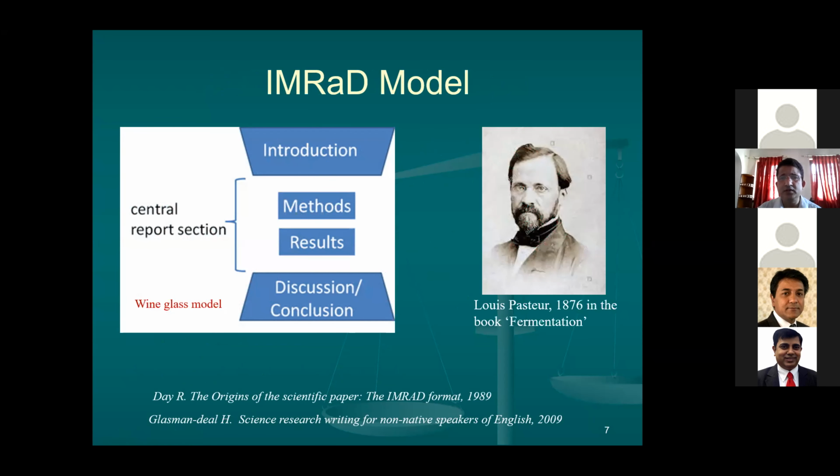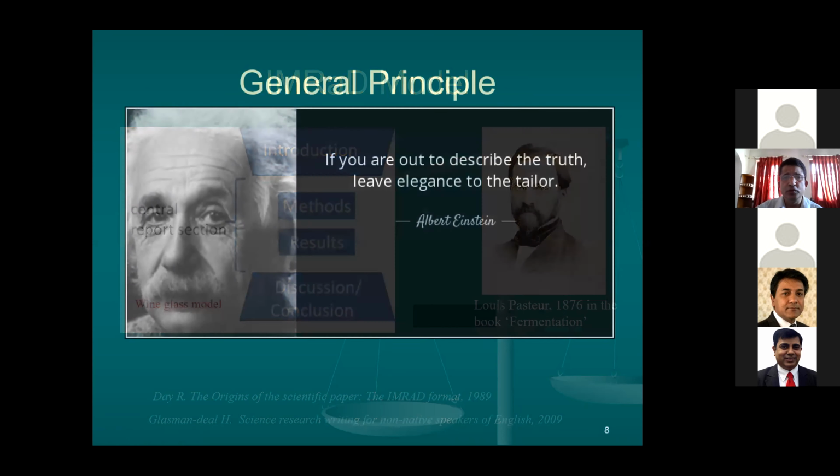Going to the history, the IMRAD model was first proposed and applied by Louis Pasteur back in 1876 when he wrote the book Fermentation. And what they recommend is you follow the wine glass model. Introduction will be a little longer than material and method, and discussion and conclusion. It kind of follows the wine glass, and our method section and result section is here. So what this shows is that the result section should not be that elaborate, otherwise the target reader will be drowned in the information. So it should be written in a short but effective way so that they will go through your paper.